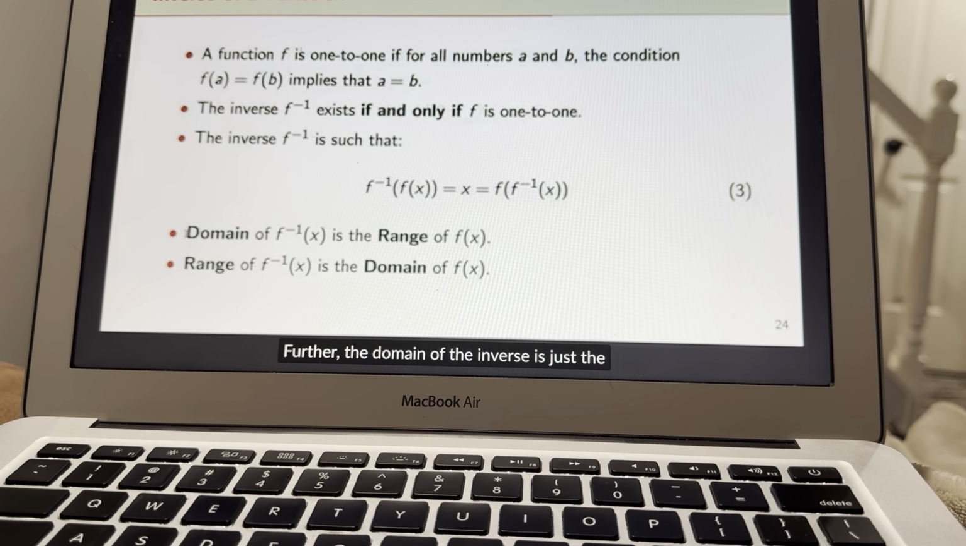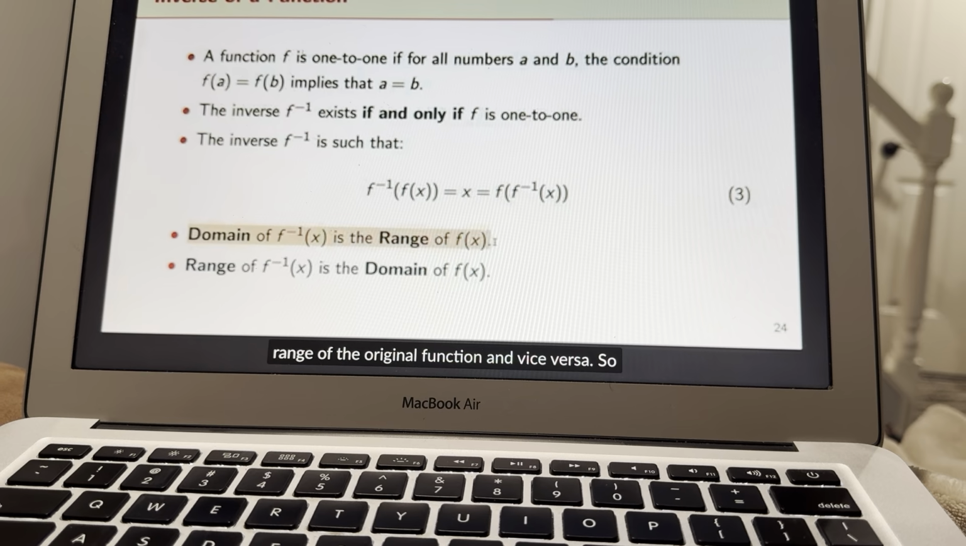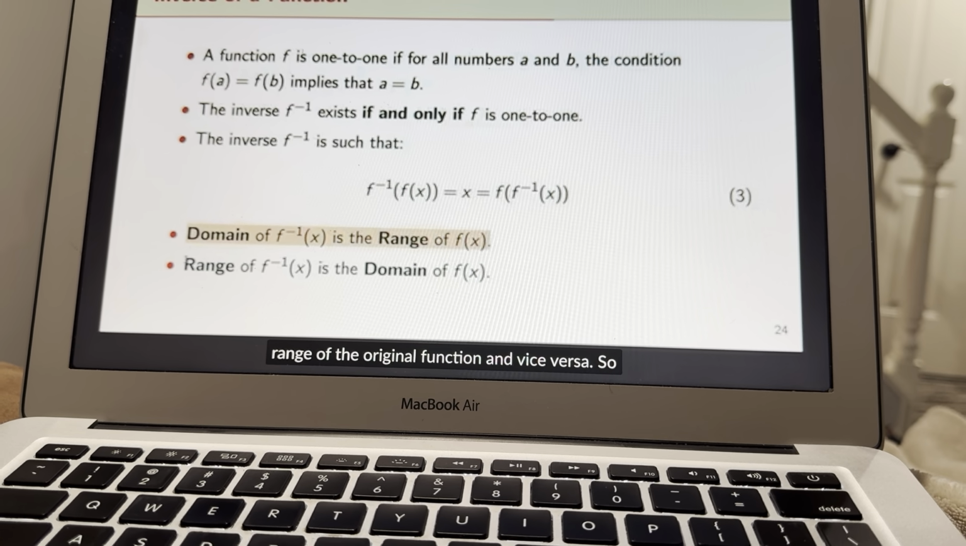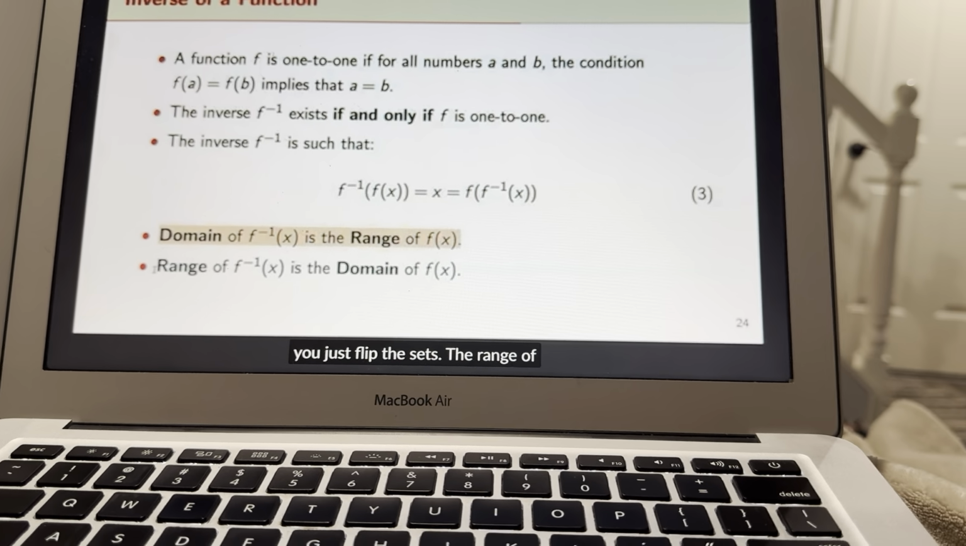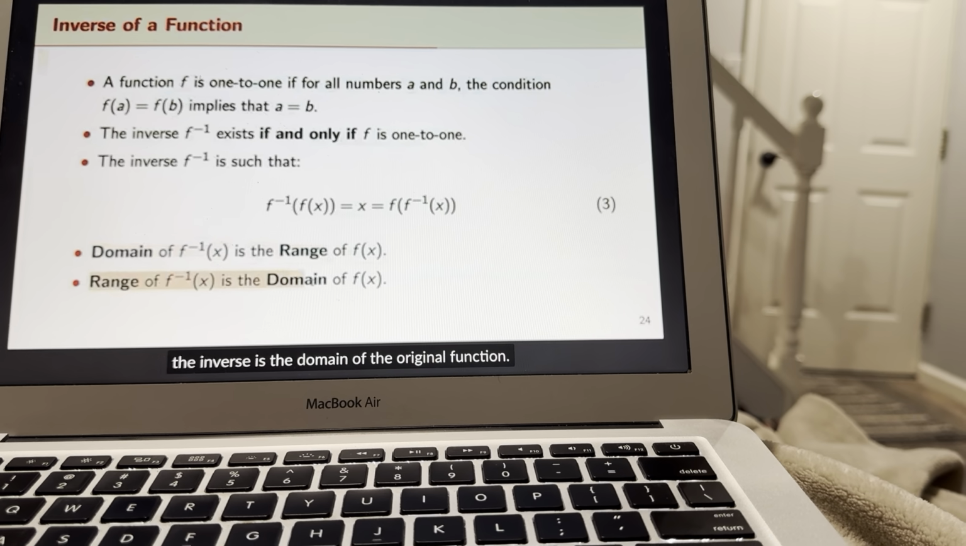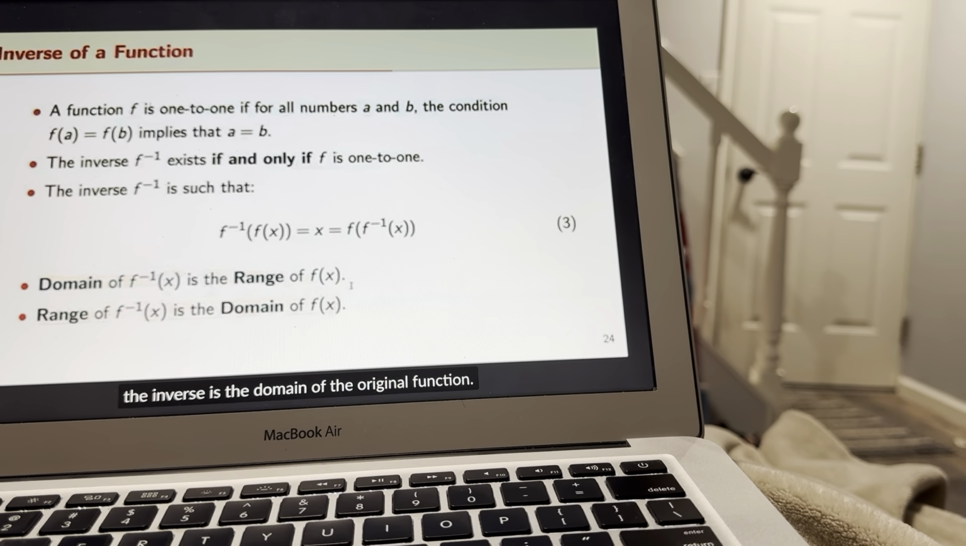Further, the domain of the inverse is just the range of the original function, and vice versa. So you just flip the sets. The range of the inverse is the domain of the original function.